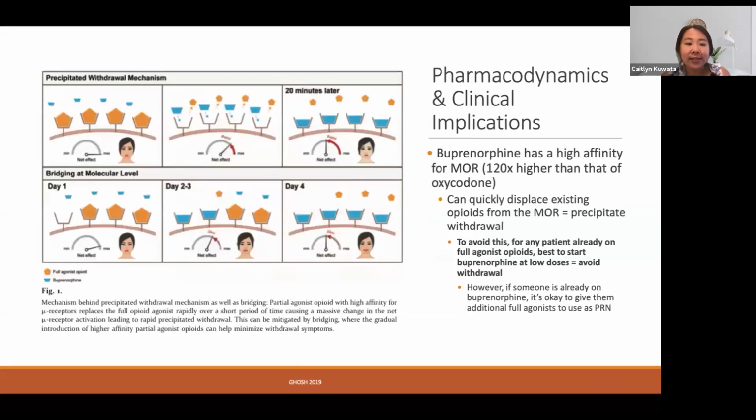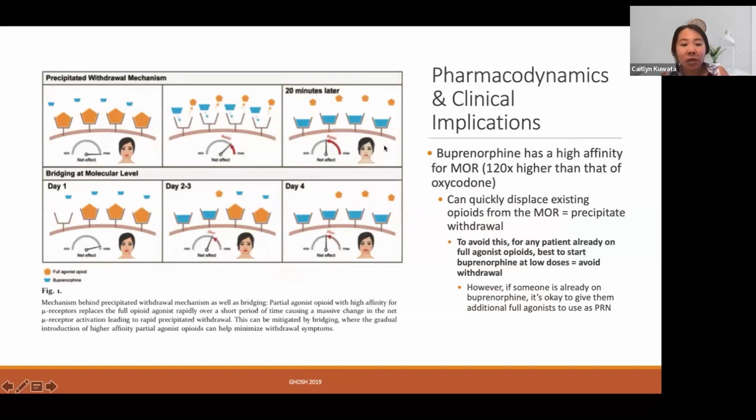So to just take a step back, when I was talking earlier about buprenorphine having high affinity, here's a visual representation of how you think about it, in the sense that your orange pentagons take up a lot of the receptors over here with the traditional opioids. And if you were to throw in a large dose of buprenorphine, you would quickly kick out all these traditional opioids, and that would lead to this precipitated withdrawal.